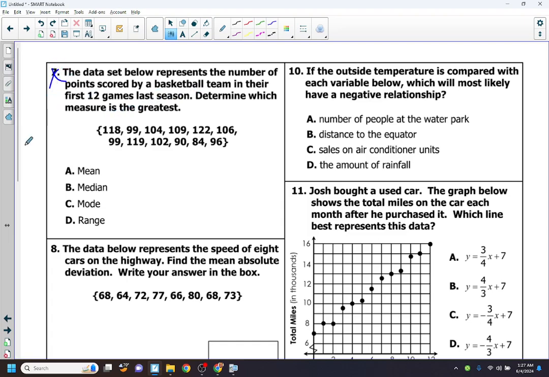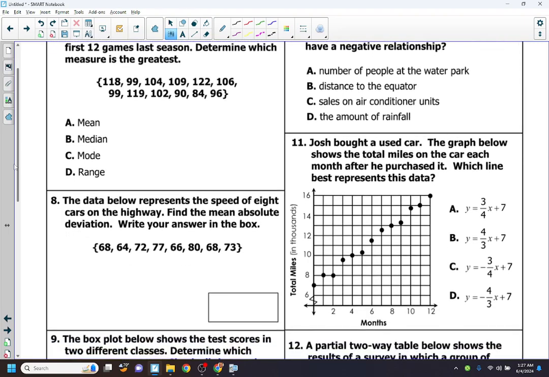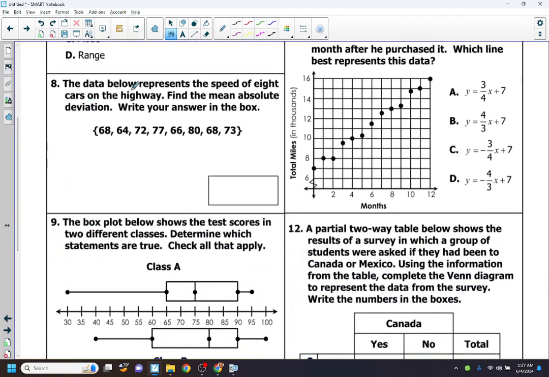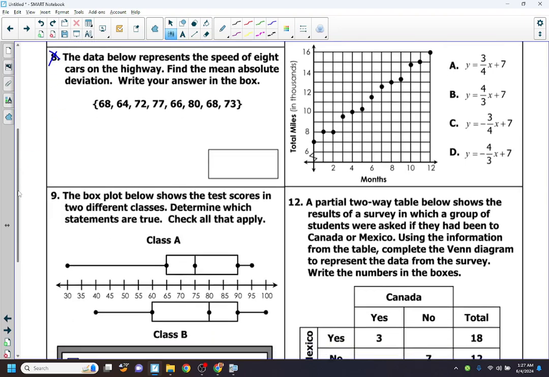You don't have to worry about this kind of question. It just asks, don't worry about that kind of question. The data below is 8 speeds. Find the absolute mean deviation. You don't do absolute mean deviation. Don't worry about that.